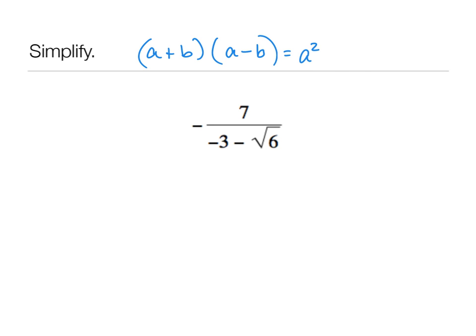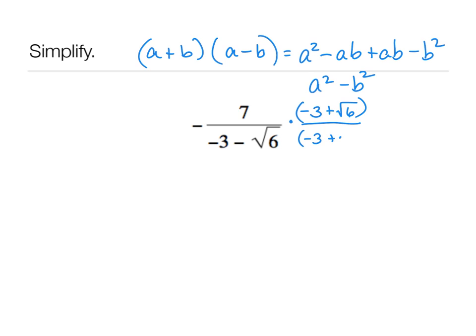So this would give me a squared minus ab plus ab minus b squared. You just end up with the first term squared minus the last term squared. Well, if I square the square root of 6, that's going to get rid of my radical, and I won't have any middle terms there. So we're going to multiply by the conjugate. That would be negative 3 plus the square root of 6 over negative 3 plus the square root of 6.